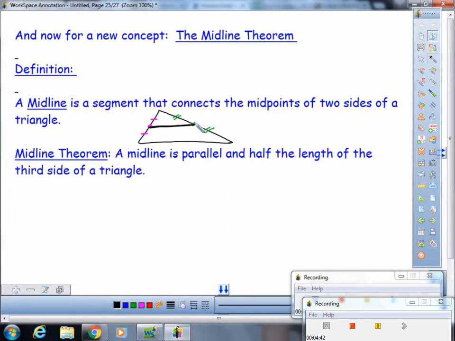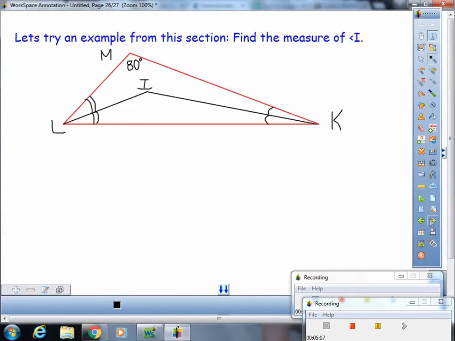We just made a midline in black. That midline is parallel and half the length of the third side. Crazy. So I like that little fact. And the book is going to kind of ask you to prove it, so I won't spoil all your enjoyment and challenge. I'll leave some of that for you.